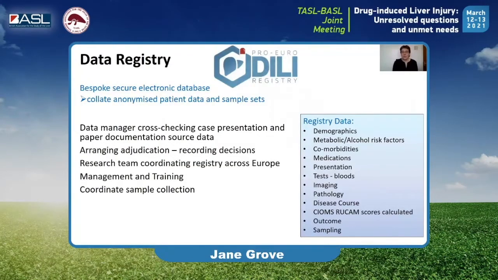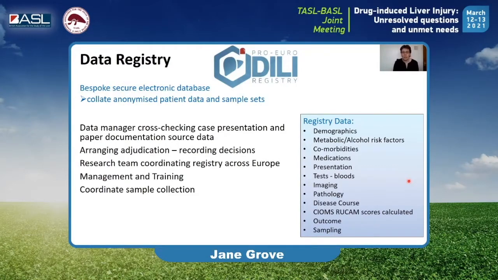For the ProEuroDILI registry, in order to collate the patient phenotype, an electronic database was developed, which acts as an eCRF, collating the anonymised case information. So we have the usual demographics, risk factors, comorbidities and meds, then samples and onset information, and the relevant blood test results, and where possible, any data available from prior to the acute event. We also have a full description of the disease course and investigations until an outcome is reached.